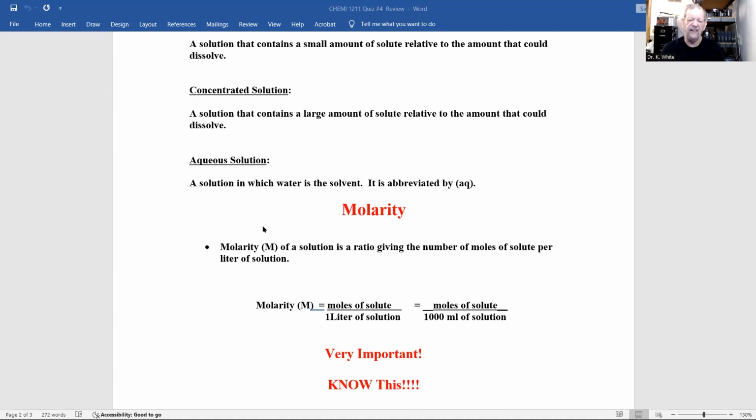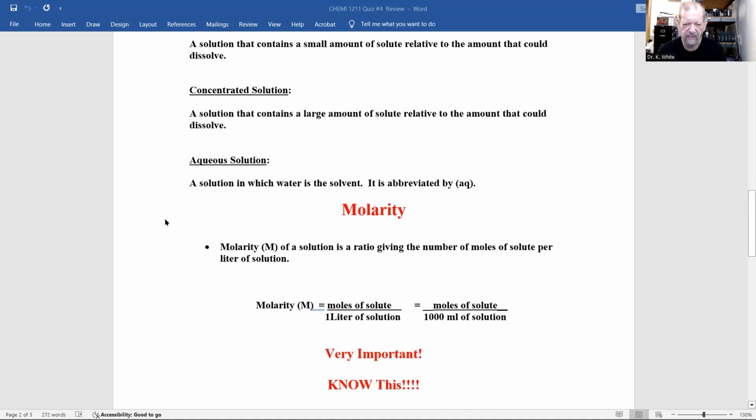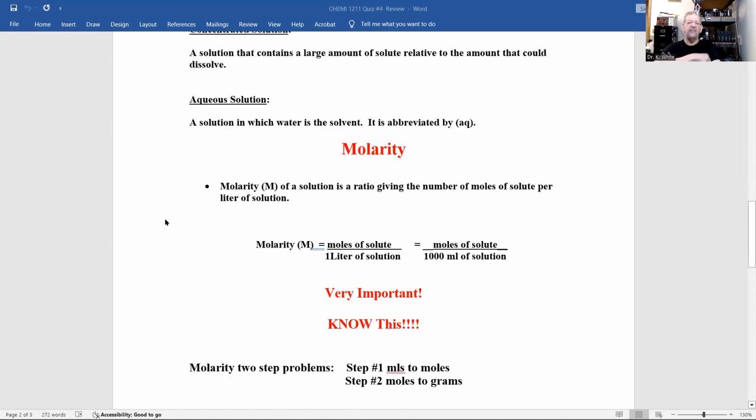And it's abbreviated by bracket AQ close bracket. Now, when we make solutions, it's important to know how much of a solute is present in the solvent. That way you can make consistent solutions again. And there are different ways of determining that, such as by percent weight, percent volume. But the one I'd like you to know for this class is molarity.